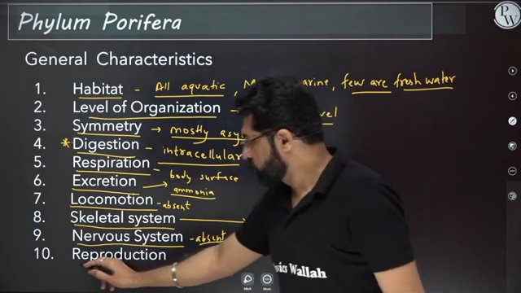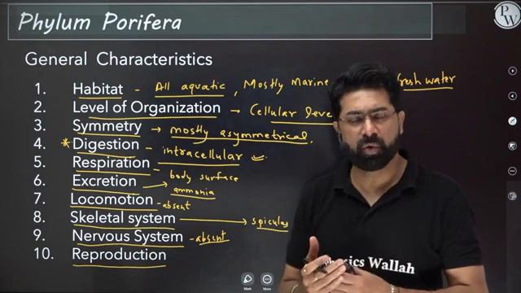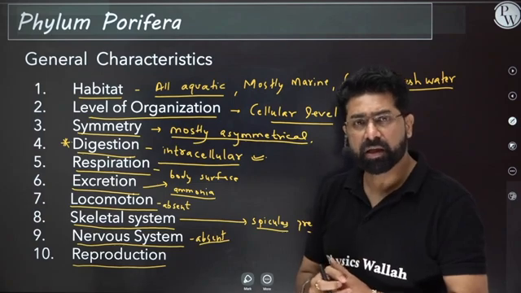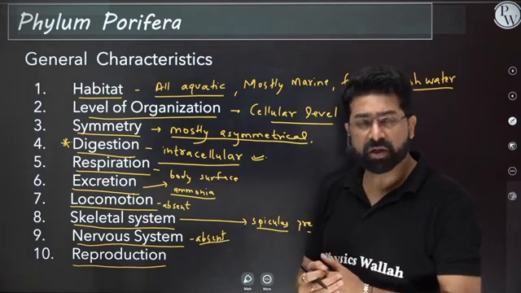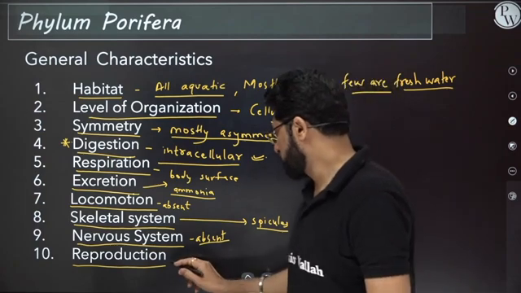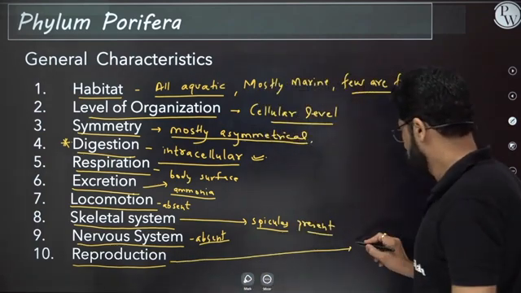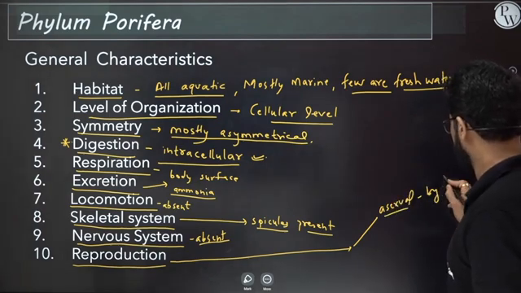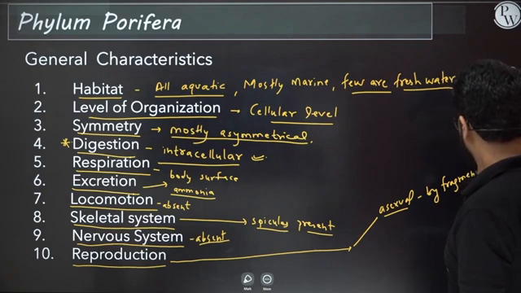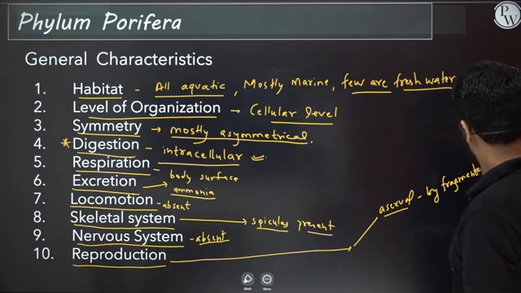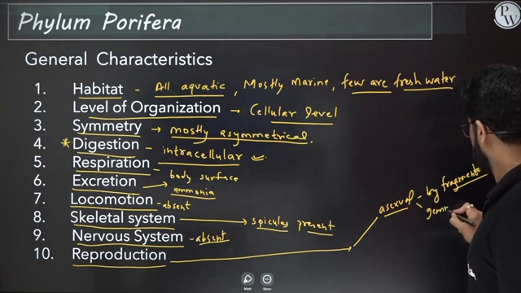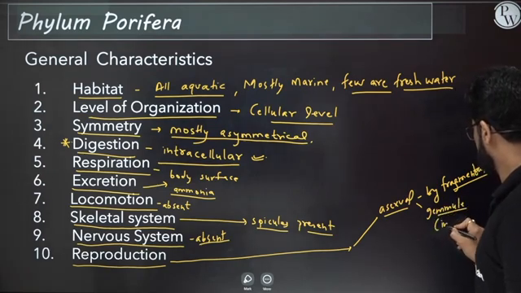Now reproduction usually takes place by both asexual and sexual means. Sexual by gametes, and asexual by fragmentation or gemmule formation. So reproduction is both asexual and sexual. Asexual is by fragmentation, and also by budding, that is gemmule formation. Gemmule is internal budding.